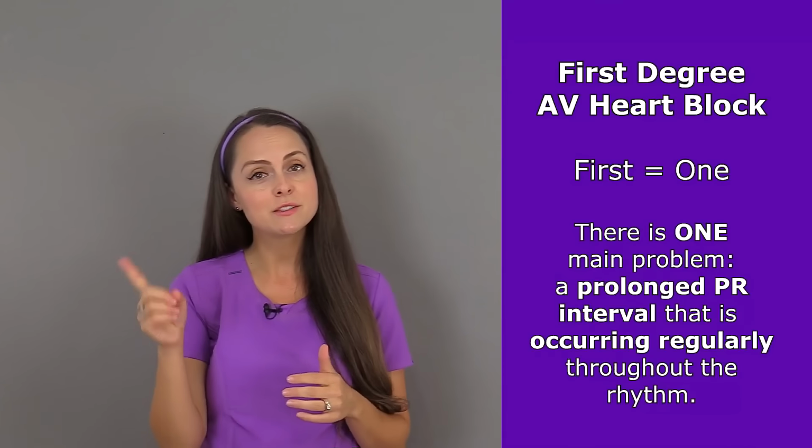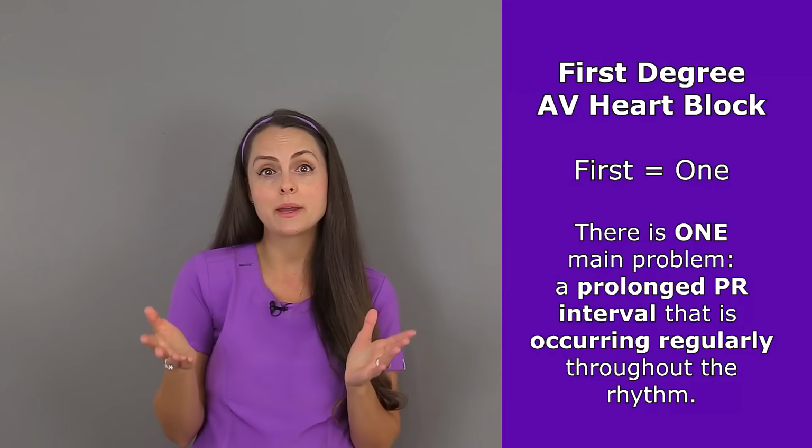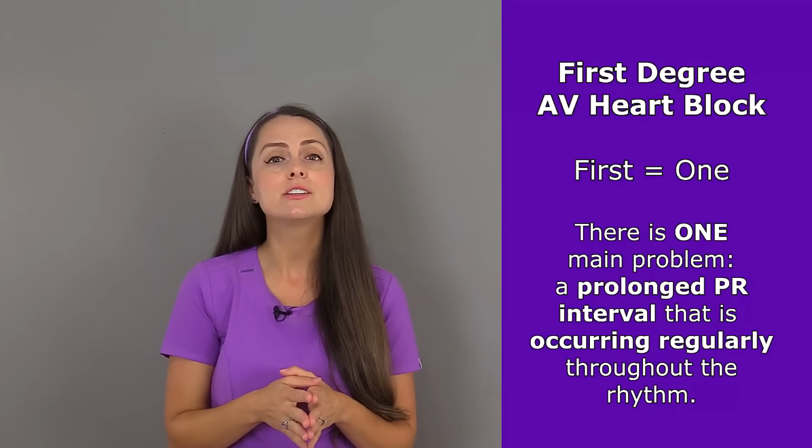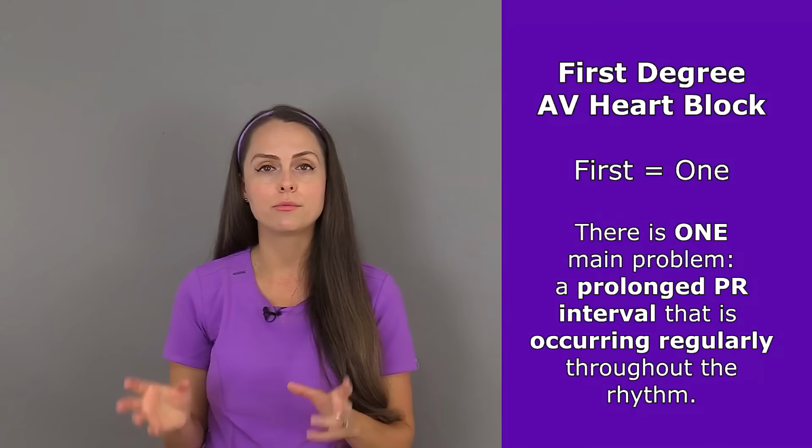Now, to help you remember this heart block from all the other heart blocks, remember we are dealing with first-degree heart block. First means one, so we're dealing with really one big problem with this rhythm. We have a prolonged PR interval that is occurring regularly throughout the rhythm.